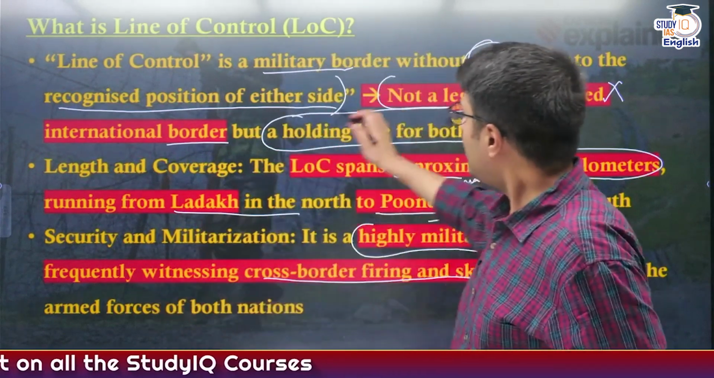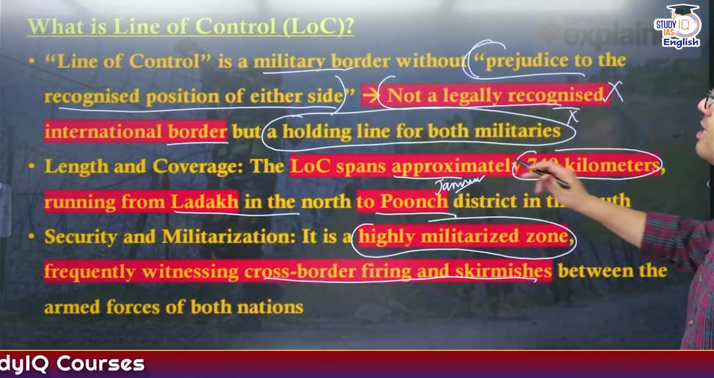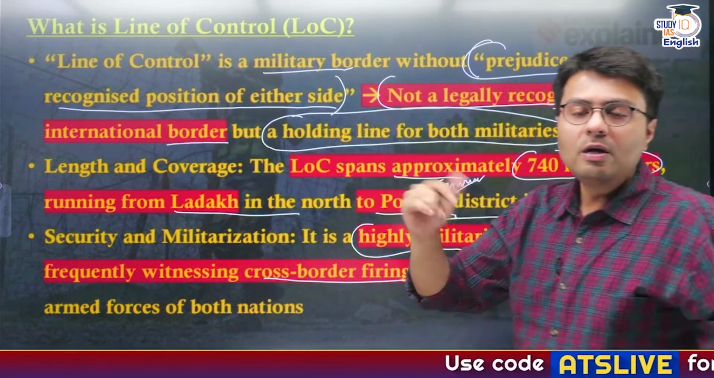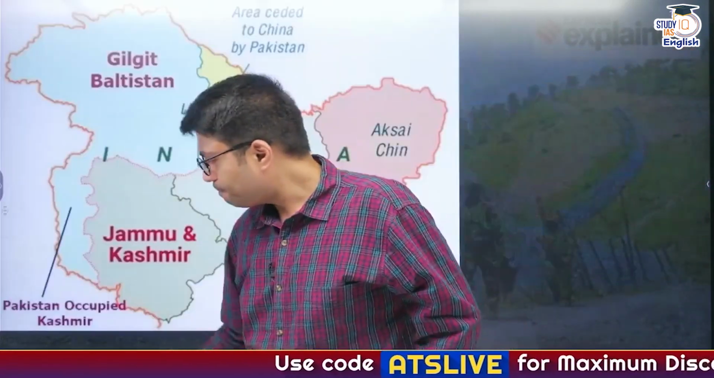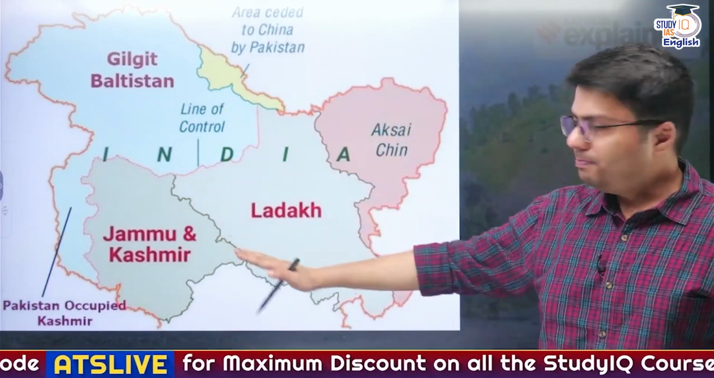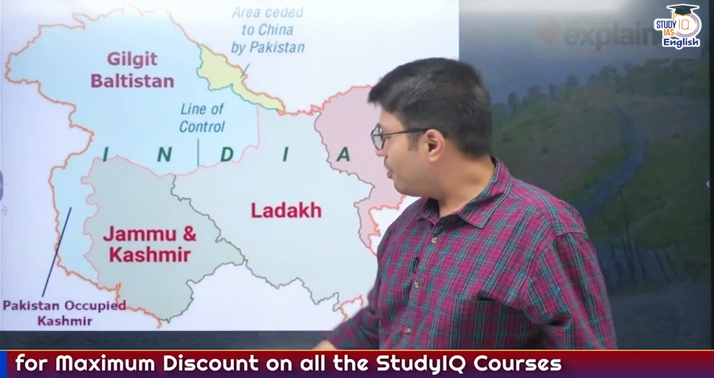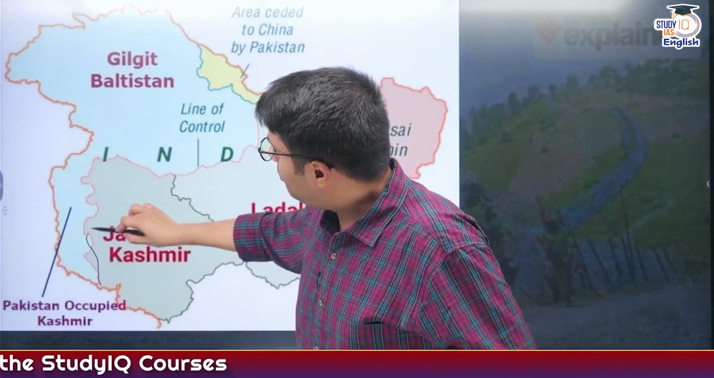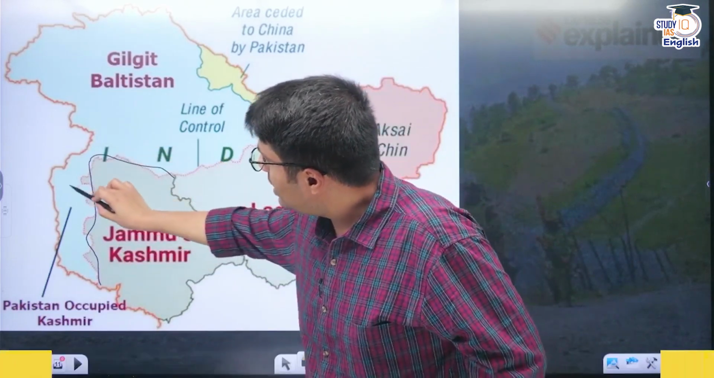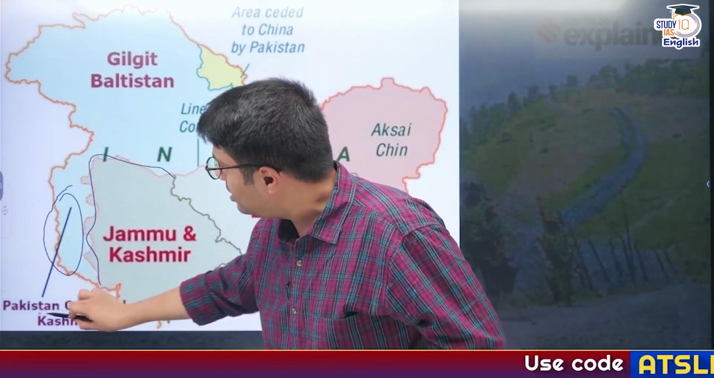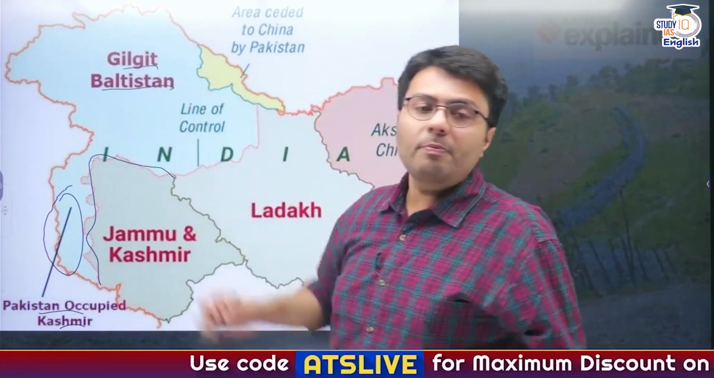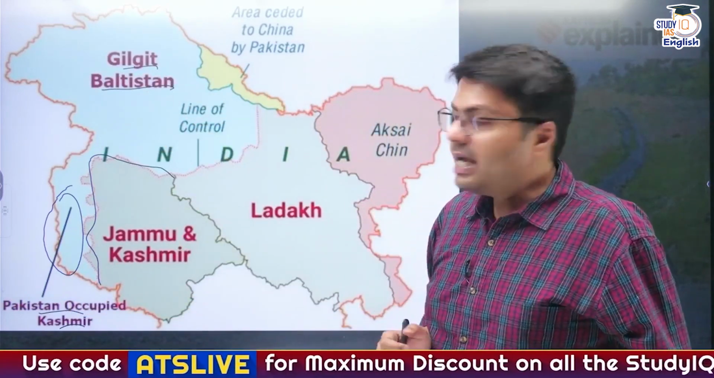So you understand, this is not a legally recognized boundary. This is just an informal arrangement which shows the holding line of the respective militaries. Now you can see this is the actual ground position of the Line of Control. If you can see from this map, part of Jammu and Kashmir is illegally occupied by Pakistan. This is known as Pakistan Occupied Kashmir. Another territory which is illegally occupied by Pakistan is called Gilgit-Baltistan.